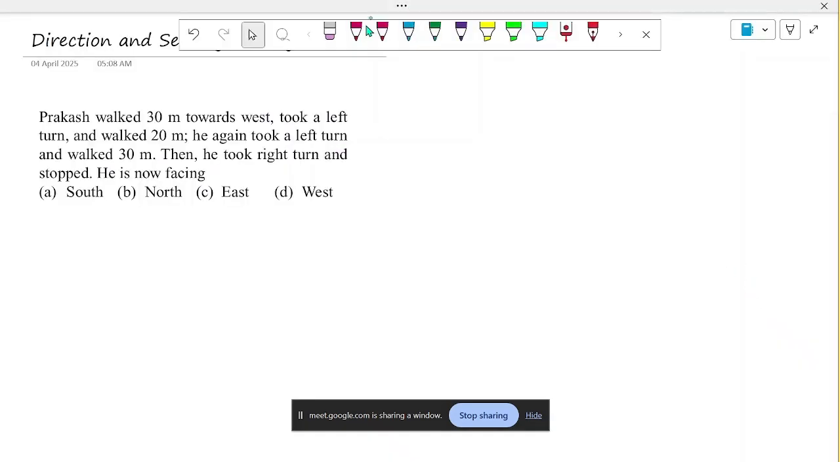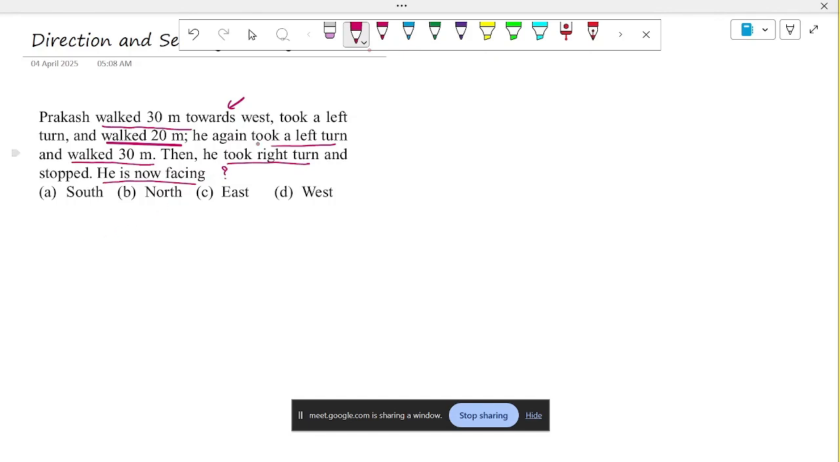Okay, let's look at the question. Prakash walked 30 kilometer towards the west. Okay, took a left turn and then walked 20 meter. Again he took a left turn and walked 30 meter. Then he took a right turn and stopped. Now he is facing in which direction?